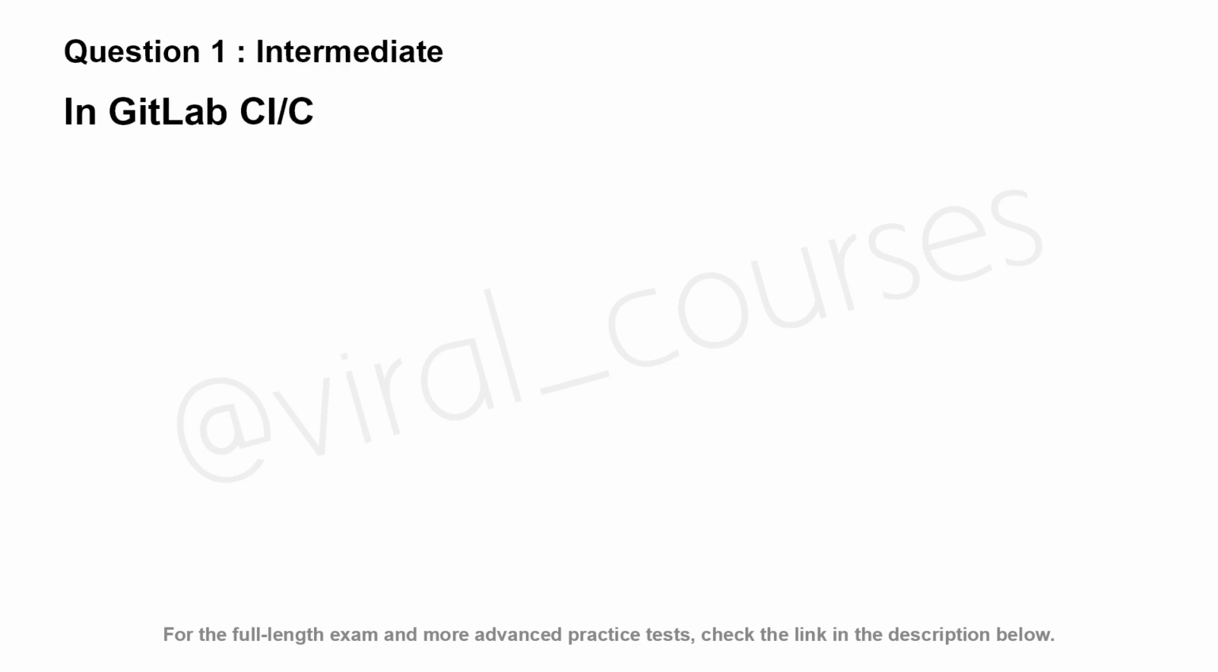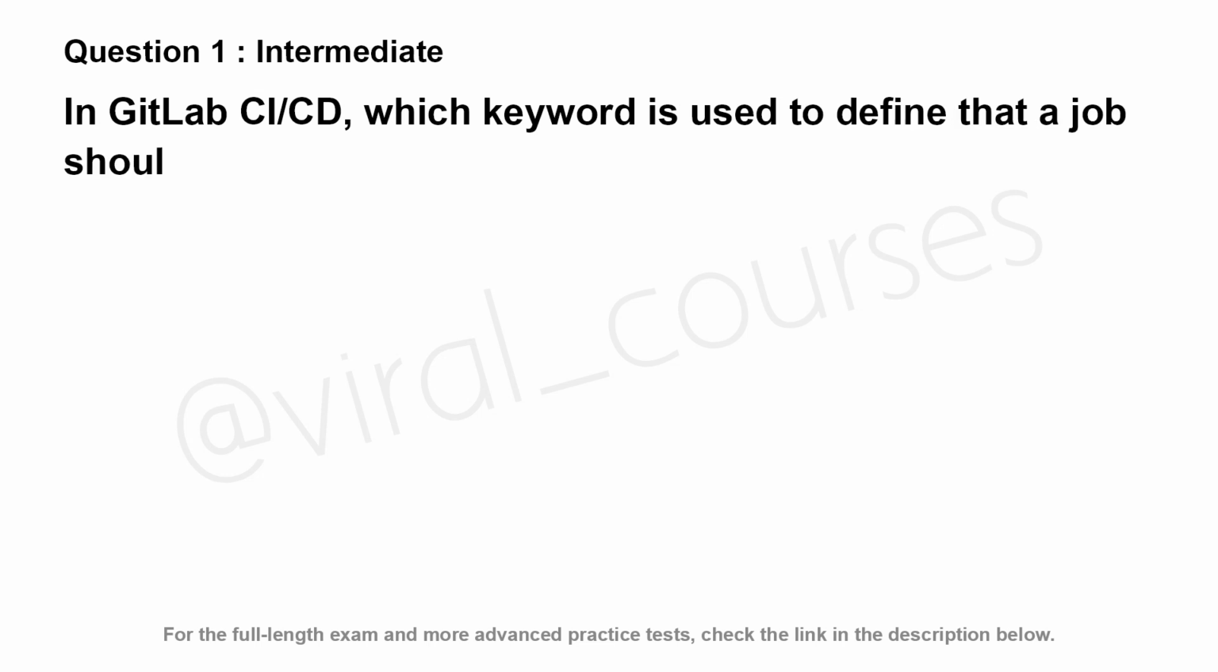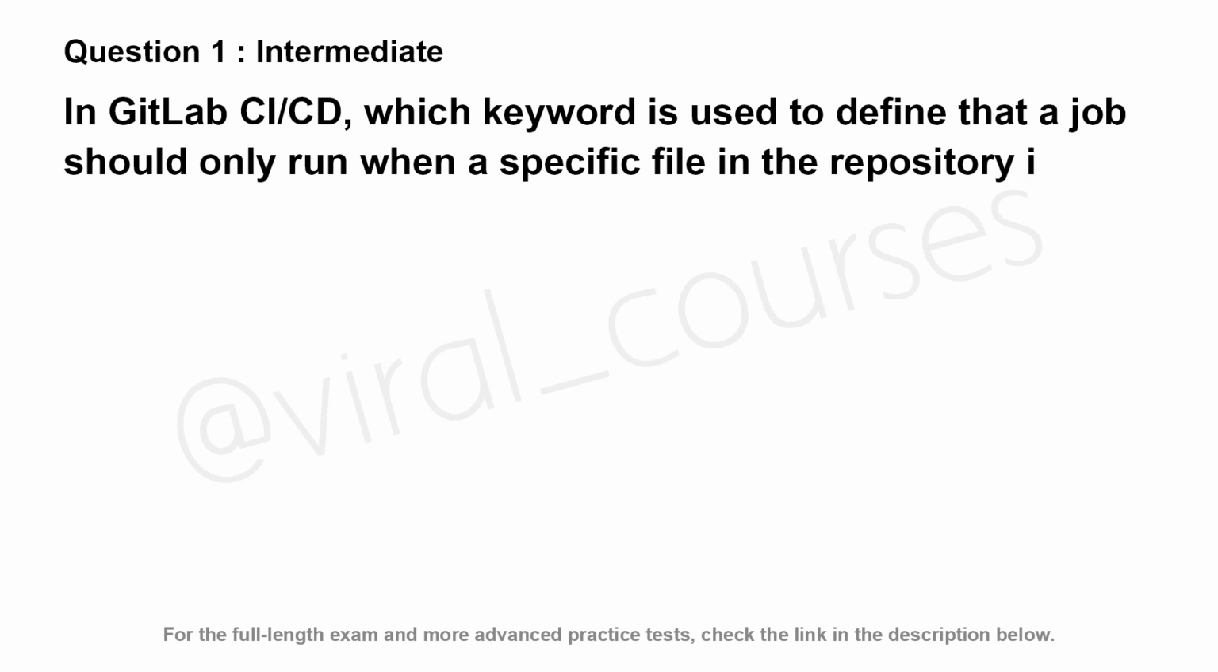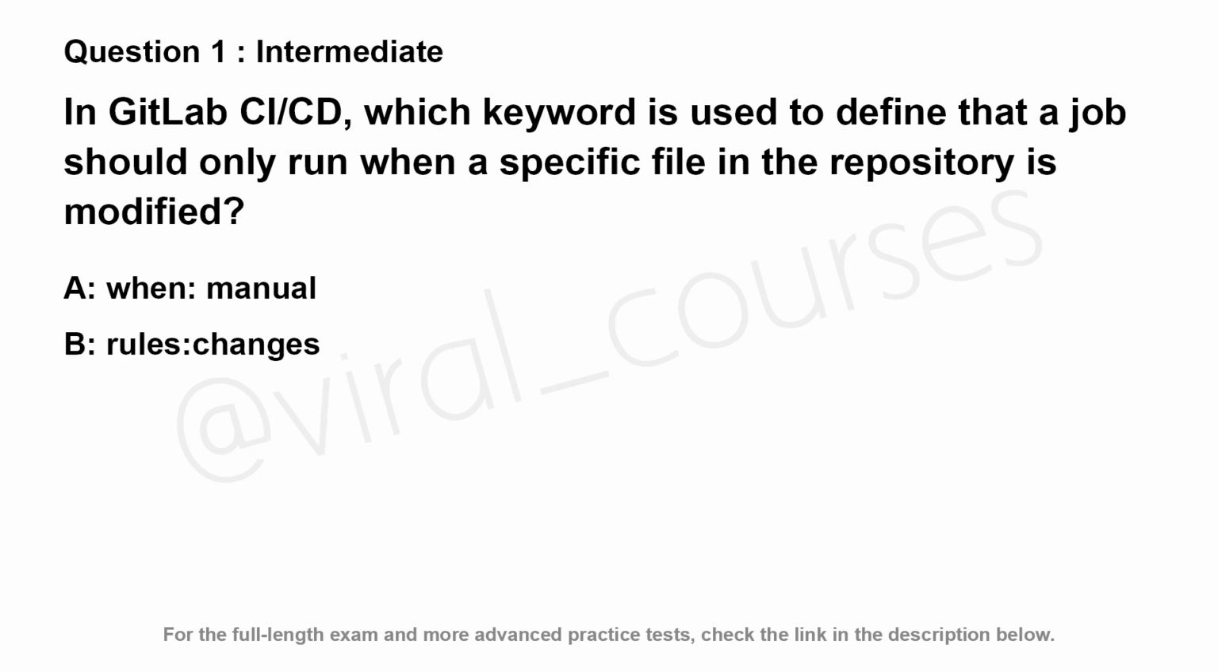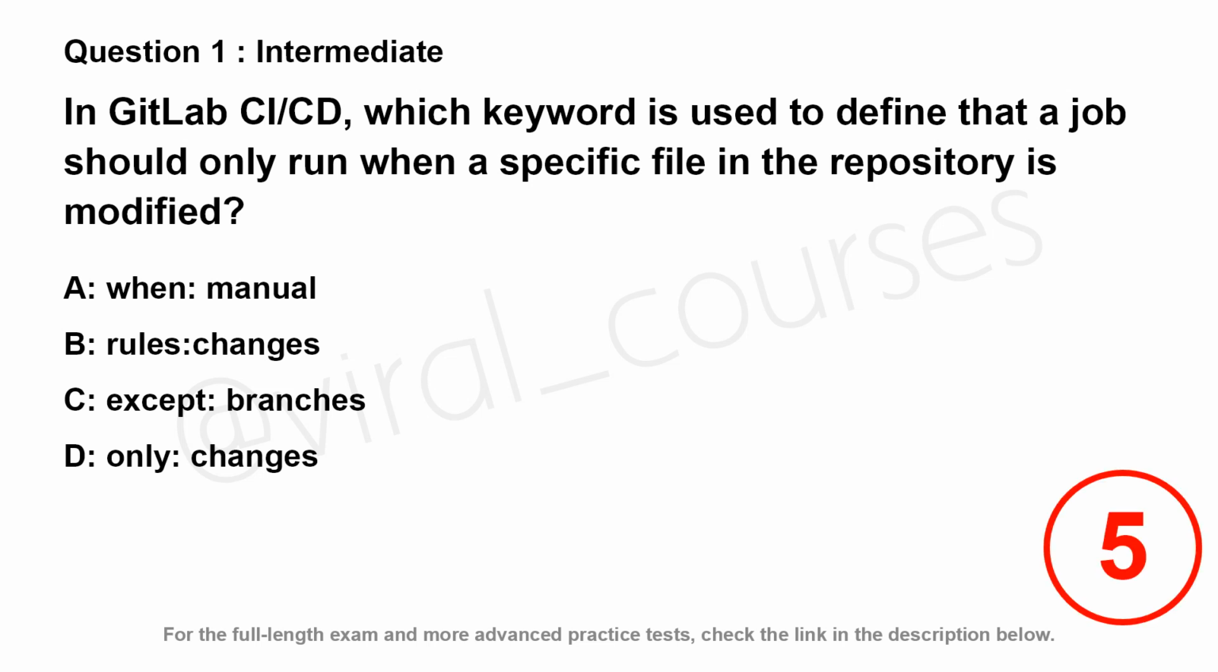In GitLab CI/CD, which keyword is used to define that a job should only run when a specific file in the repository is modified? Option A, when: manual. Option B, rules: changes. Option C, except: branches. Option D, only: changes.